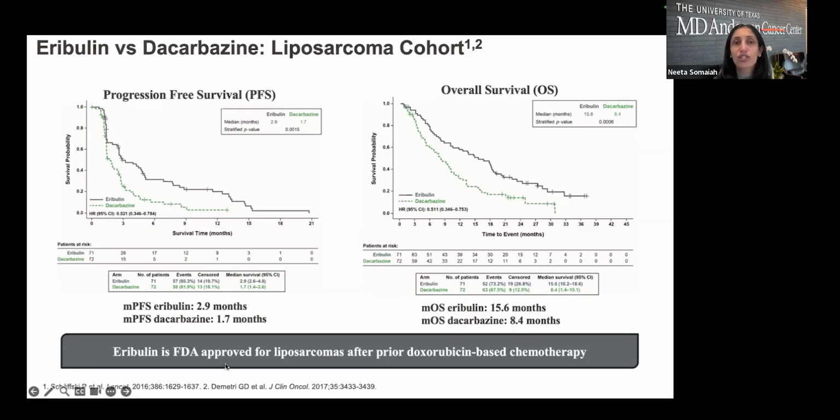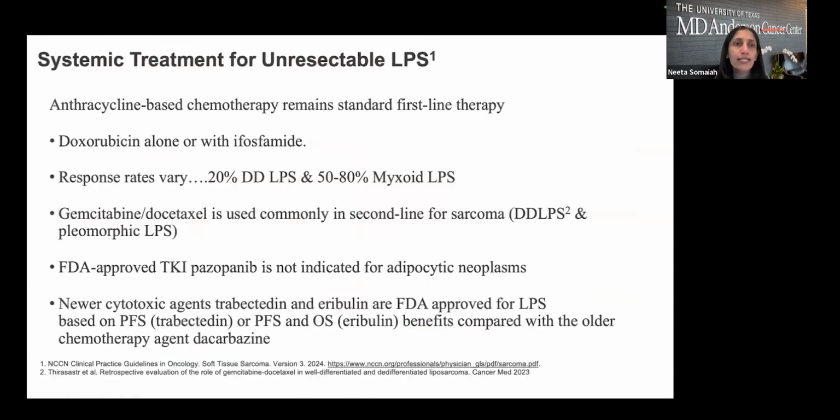So this is another agent available for patients who need a different systemic regimen. So just in summary, anthracycline, which is also known as doxorubicin or epirubicin-based chemotherapy, remains the standard first-line therapy unless we have a clinical trial, as long as the patient's performance status, what we call their ability to tolerate it, is reasonable. We would recommend that. We would use it alone or with ifosfamide based on whether we're trying to achieve a higher response rate. And the responses can vary based on the type of liposarcoma.